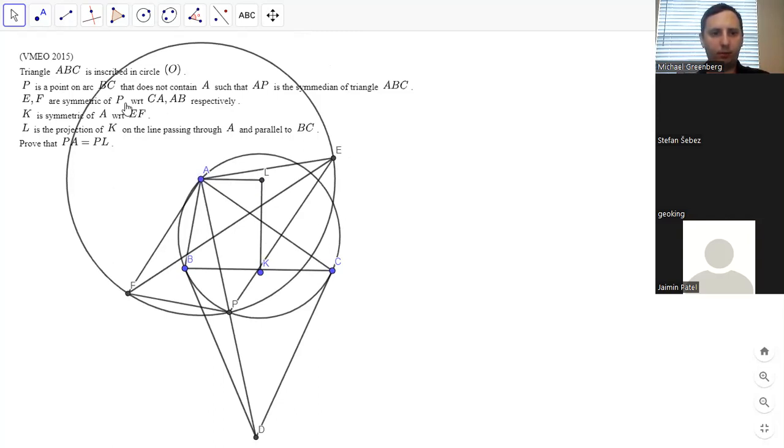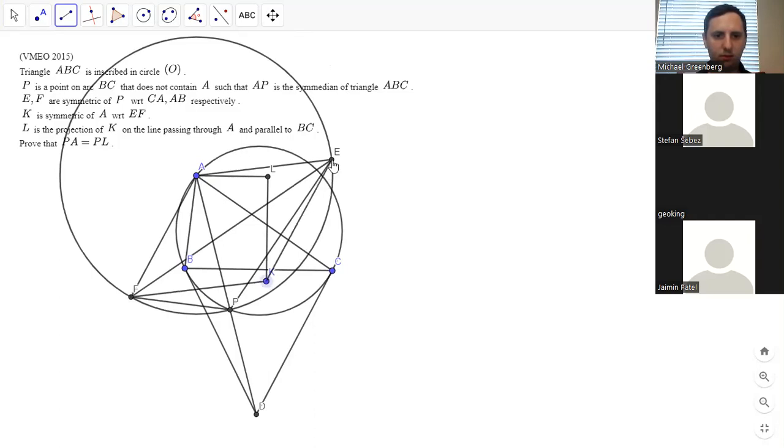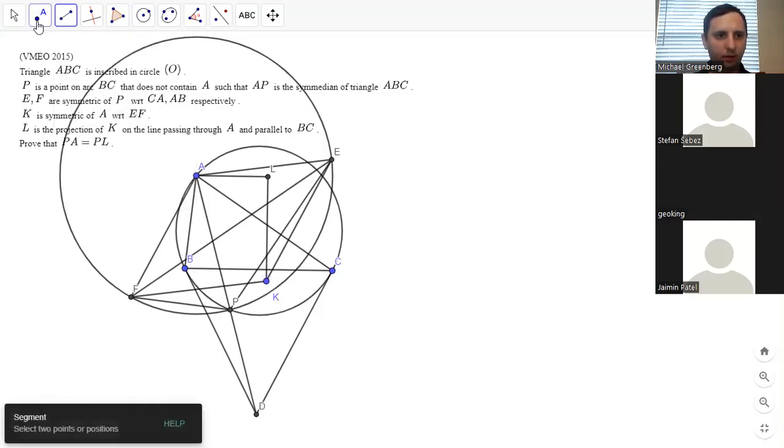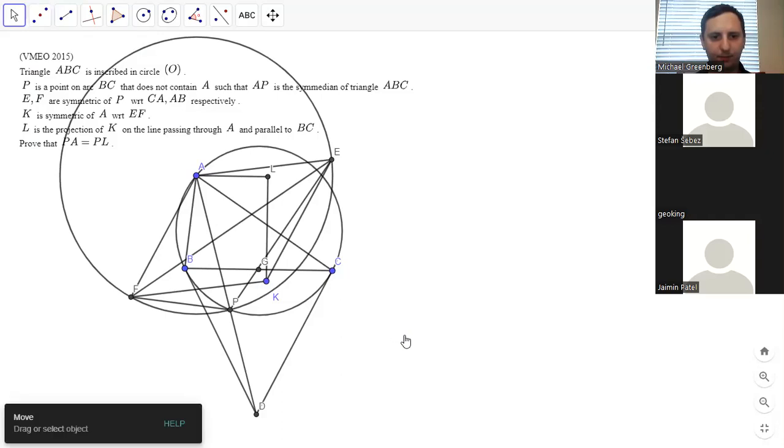Wonder if there's another way to say that. So AFKE is a rhombus, right? Looks like AK is the median of ABC. Interesting. Let's see. So I'm going to draw the midpoint of BC. Yeah, that's an interesting observation.